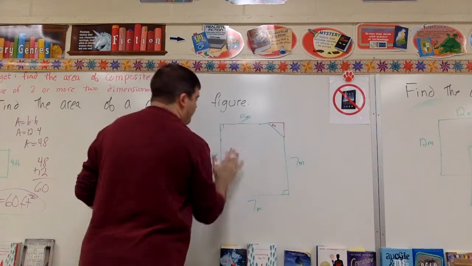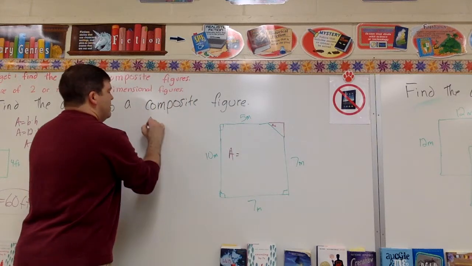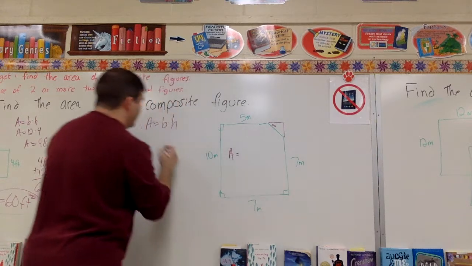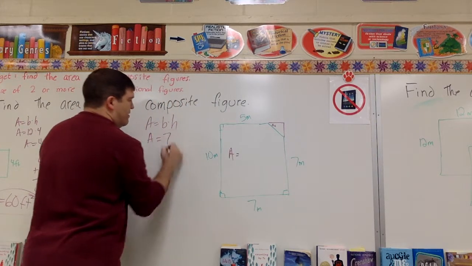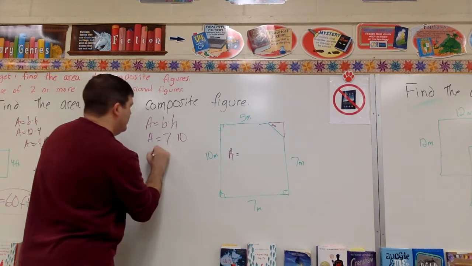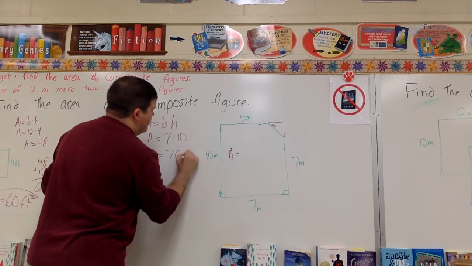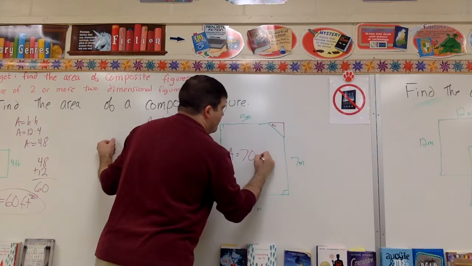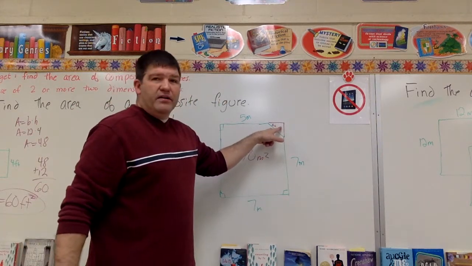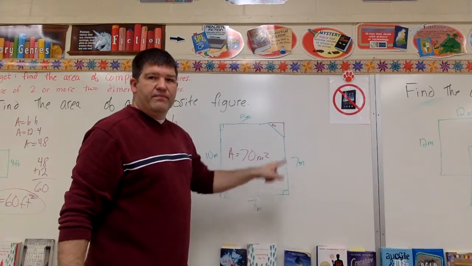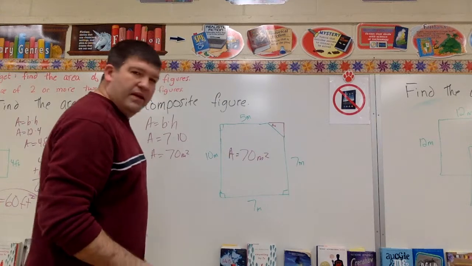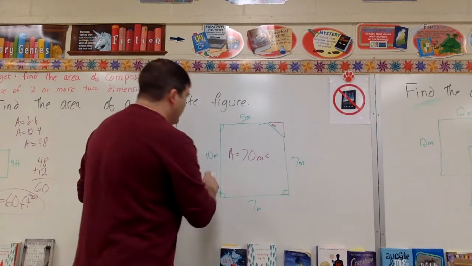Let's find the whole thing first. It's a parallelogram. Area equals base times height. My base is 7, and my height all the way is 10. So area equals 70 meters squared. 70 meters squared includes this little part here, because it's the parallelogram. But now I have to find this little triangle, and we'll get rid of that, and that'll leave us with what we really need, okay?